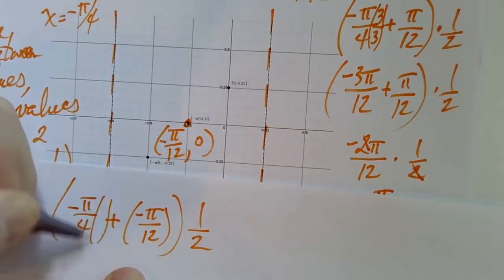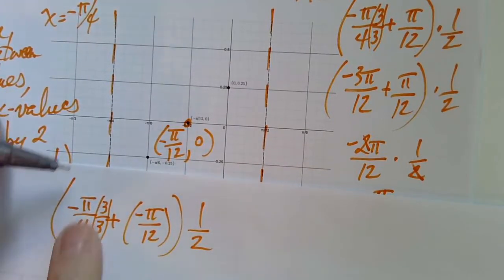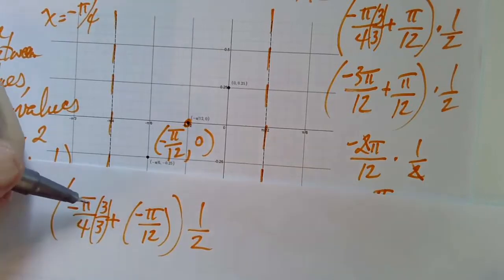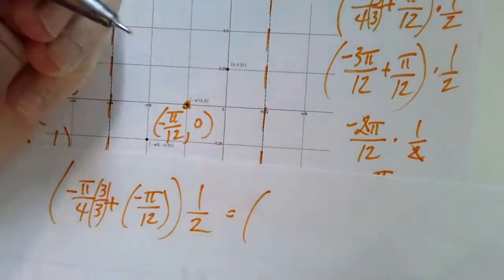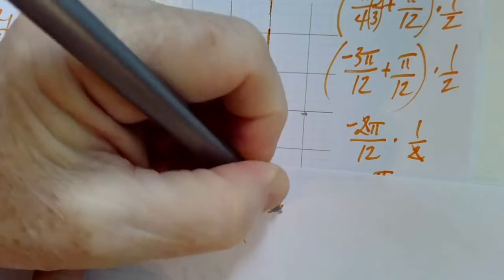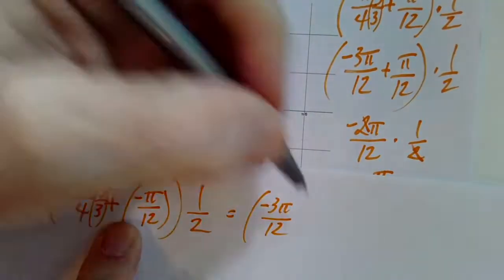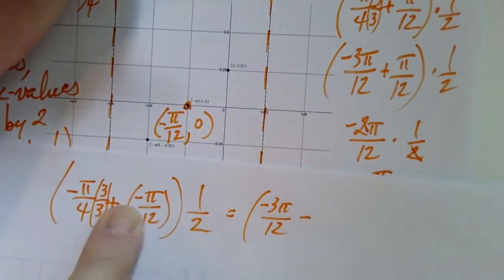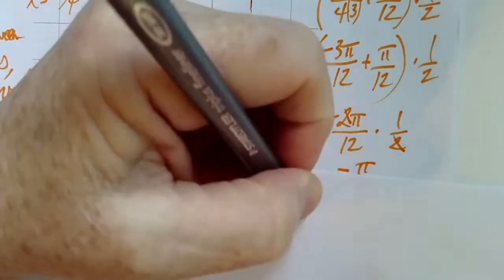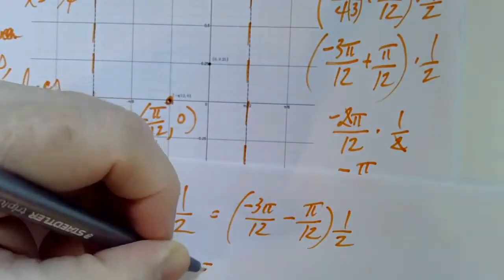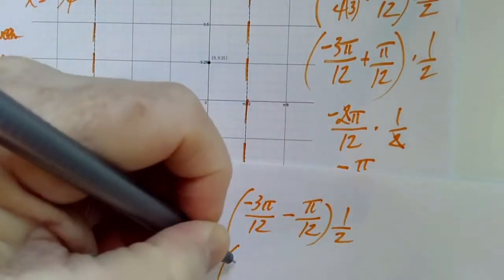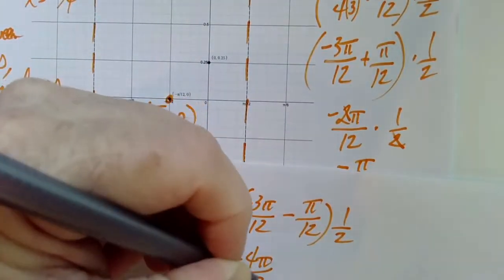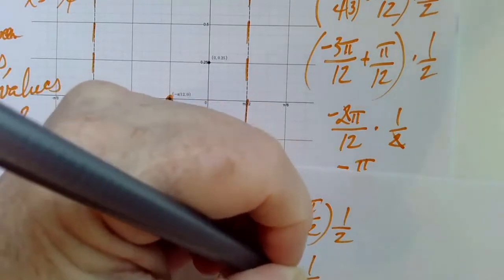Well, I see that I need to multiply negative pi over 4 by 3 over 3 to get a common denominator. That gives me negative 3 pi over 12, and then positive times a negative is negative, so minus pi over 12. That's negative 4 pi over 12 times 1/2.